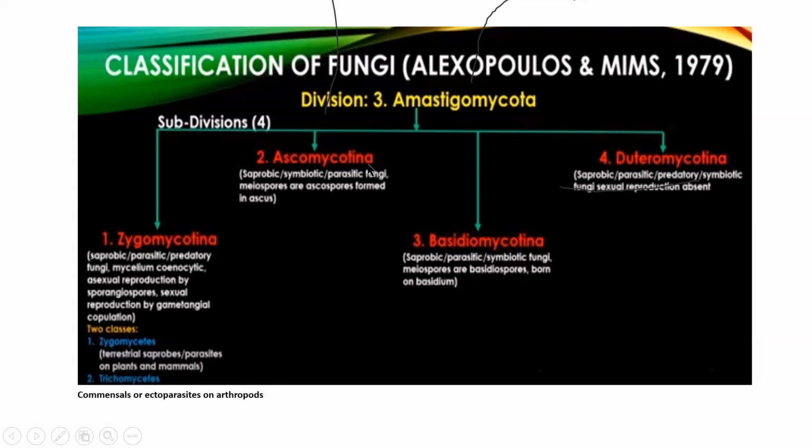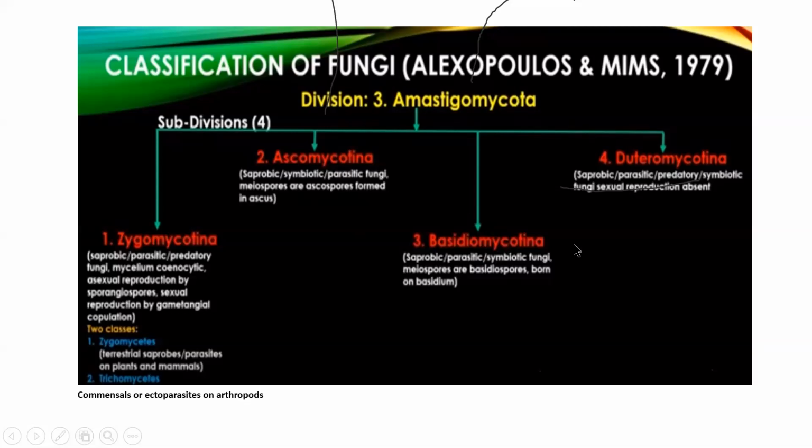The second subdivision, Ascomycotina: the fungi can be saprobic, symbiotic, or parasitic. They undergo sexual reproduction. The sexual spores are called meiospores. They are ascospores, which are formed inside the ascus that I was discussing in the last class.